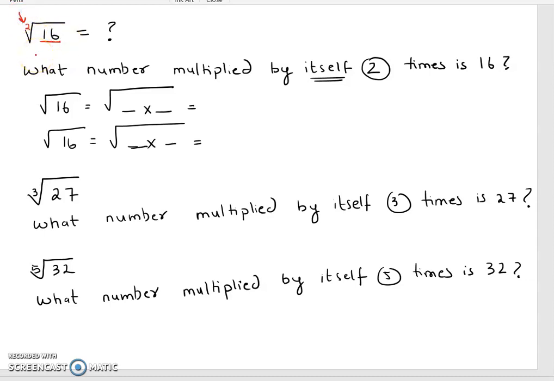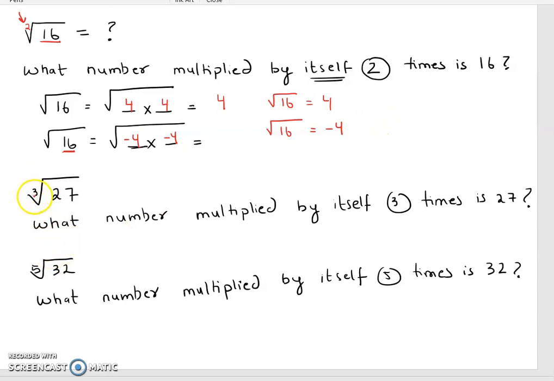So think about what same number you can multiply by itself twice to give you 16. And that could be a 4. 4 times 4 is 16. So the number that you multiplied by itself was 4. So the answer to this question, square root of 16, is 4. But there's also another number. You could also multiply -4 with -4, and that will also give you 16. So another answer for the square root of 16 can also be -4.